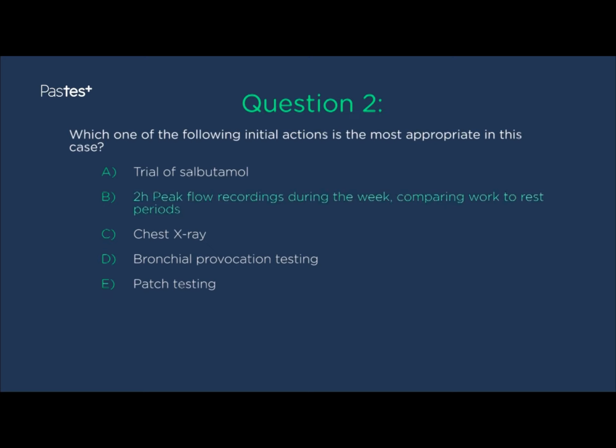The correct answer here is B, 2 hourly peak flow recordings during the week, comparing work to rest periods. And why is this correct? Well, it's very important here to establish a link between this patient's clinical features and his work, because what you're suspecting here is occupational asthma, and this really is the only test that will accomplish this.